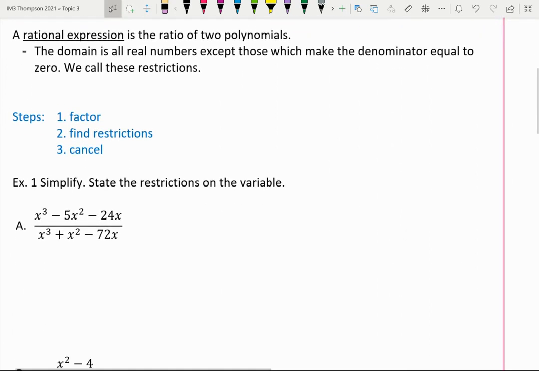Cool. So example 1, simplify. Just like we did with rational numbers, where we did one simplify, one multiply, one divide, we're going to do a couple for the rational expressions: a couple of simplifies, a couple of multiplies, a couple of divides. Again, a day chock full of factoring.